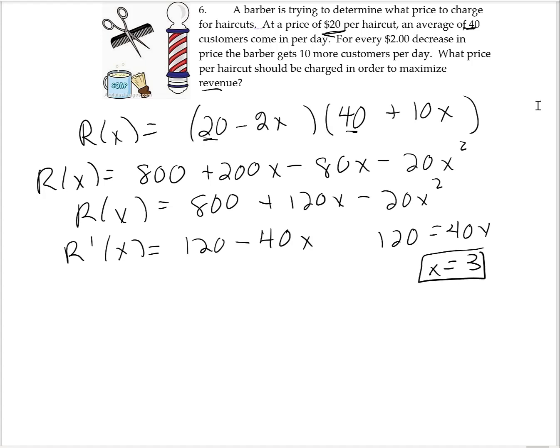Now I want you to think about, what is your domain? What's the smallest number of price decreases that you can make? What's the largest number of price decreases you can make? Again, stop me, try it on your own, come back and check out how you did.